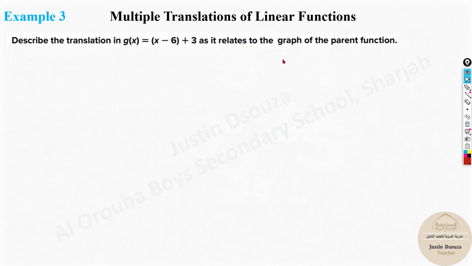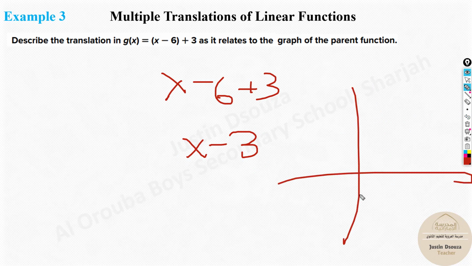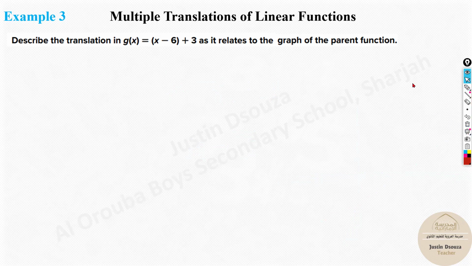Now, what if there are multiple translations like this? There are various ways to solve these. For all the problems, there are different tactics, different methods. You can choose any of them. For example, over here, describe the translation g of x equals (x minus 6) plus 3, right? One thing can be done. You can remove the brackets and solve this. x minus 6 plus 3 would be x minus 3. Without the brackets, you'll have minus 3 somewhere over here. That's possible. Okay, or you can do both.